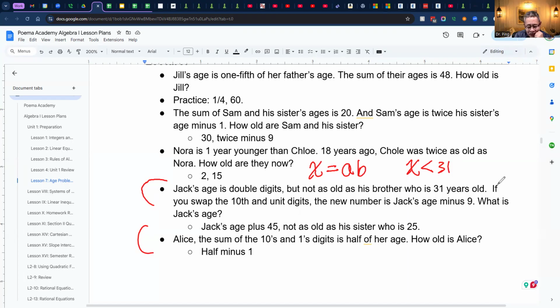Now, if you swap the tens and the units digit, so basically the tens and the ones digit, we get a new number, but that new number is Jack's age minus 9. So what is Jack's age? Okay, let's see. We know it's x. x is a, b. Could it be 12? Could it be 27? And we know there are two digits here.